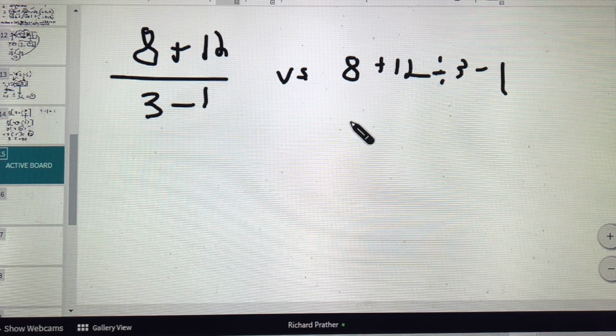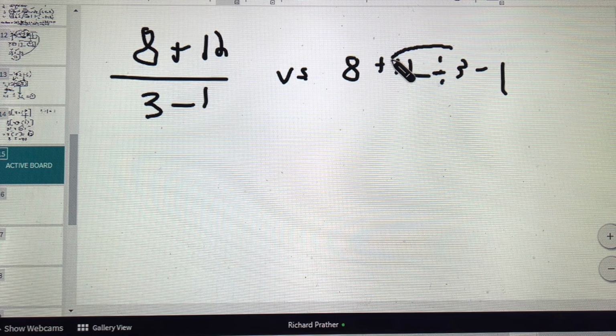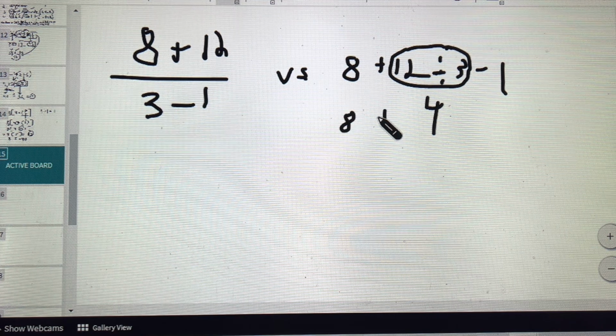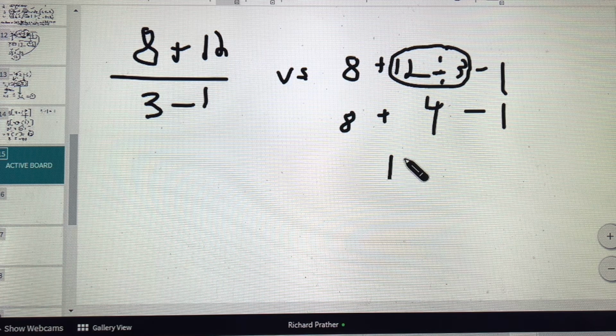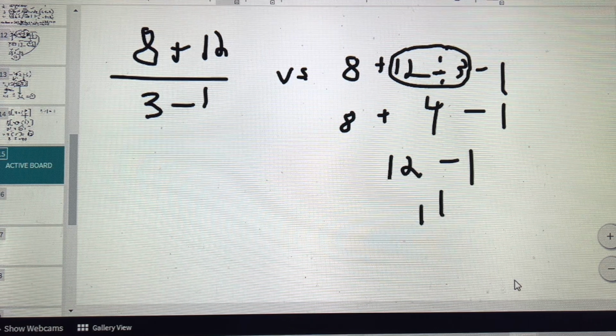So in this second case, this is the kind we've been working on. In this second case, you would do the division first and get 4. Bring everything else down. Then you would go left to right and get 8 plus 4 is 12. And 12 minus 1 is 11.